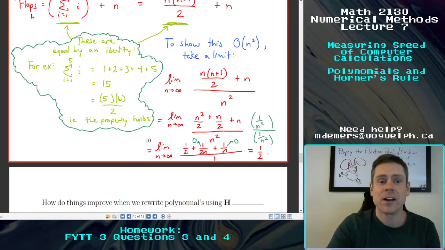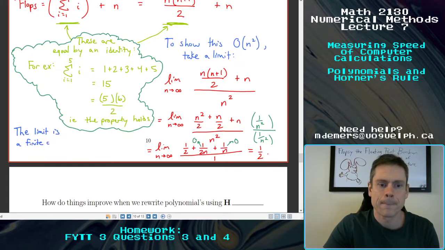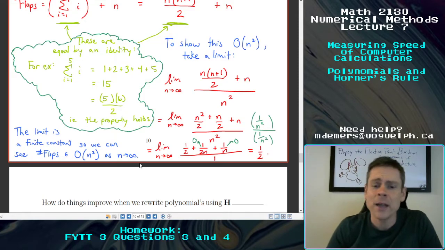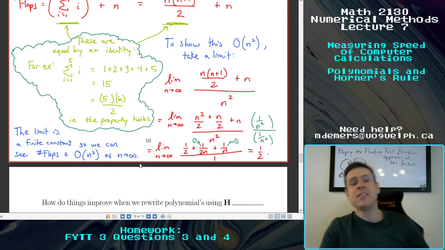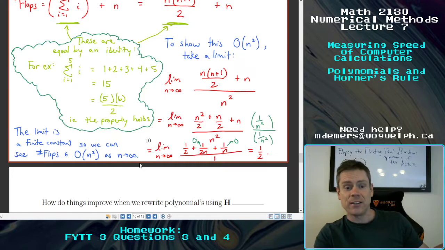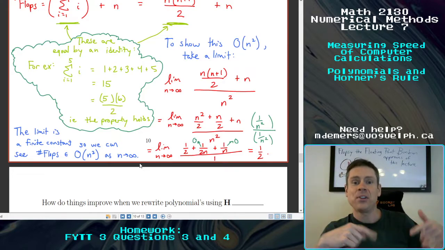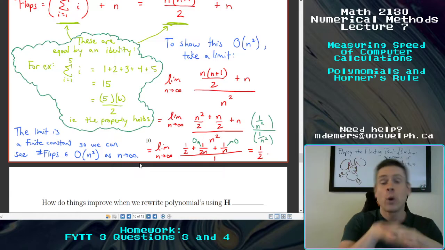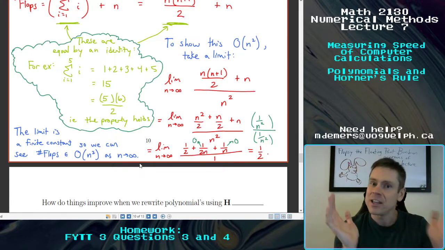That's a constant. It's a finite constant. So I'm going to write that over here. The limit is a finite constant. So we can see that the number of flops is on the order of n squared as n grows large. Okay, so that's a little bit of a demonstration. That means that as the degree of a polynomial increases, the number of flops is going to increase according to a quadratic function. Okay, that's how you want to view this.